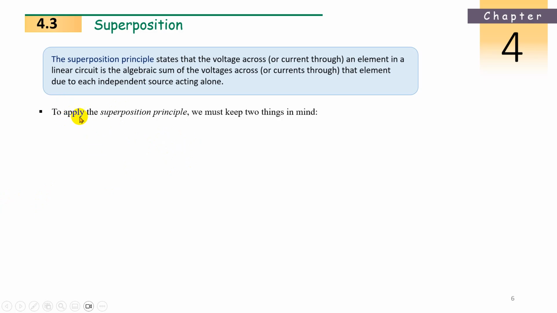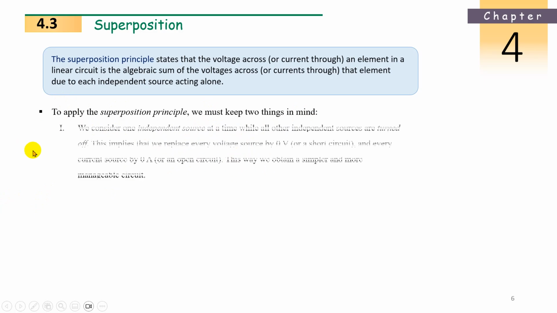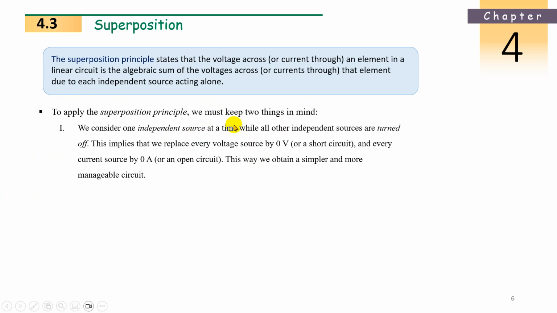To apply the superposition principle, we must keep 2 things in mind. What are the 2 things? Open circuit and short circuit. We consider one independent source at a time while all other independent sources are turned off. When you turn off a voltage source having V equal to some value X, V is equal to how much? 0. When the voltage source is 0, how will the circuit behave, short circuit or open circuit? Short circuit, correct. When V is equal to 0, it will act as a short circuit.